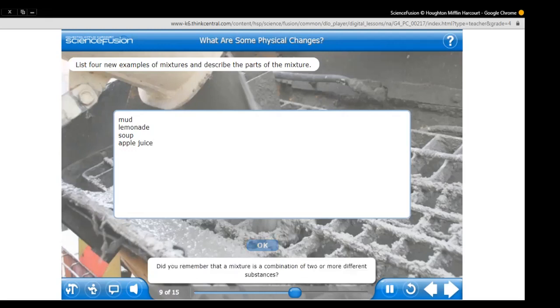Let's check. Did you remember that a mixture is a combination of 2 or more different substances? In a mixture, the substances keep their own properties. When cement is combined with sand, water, and other materials, it forms a mixture called concrete. Okay, Abdul Mohsen, thank you very much. So I was wrong? No, you're right.